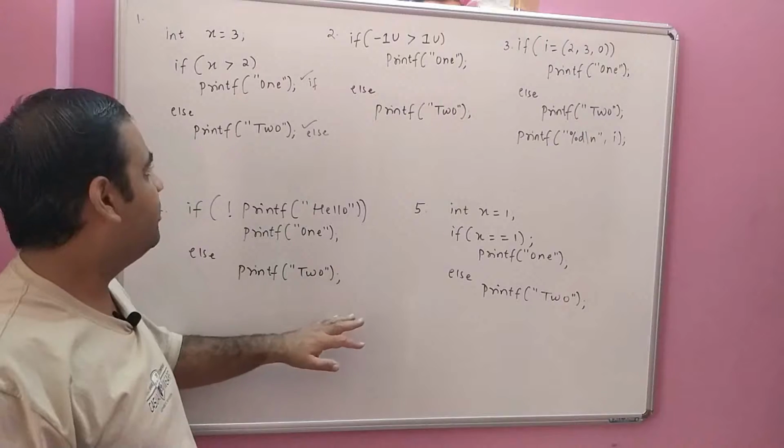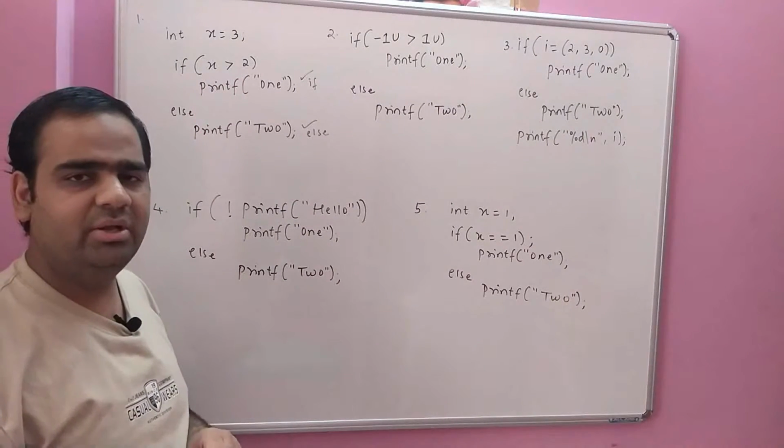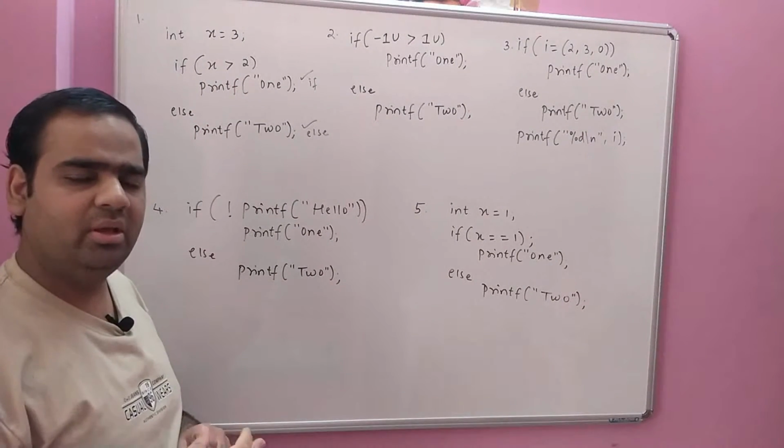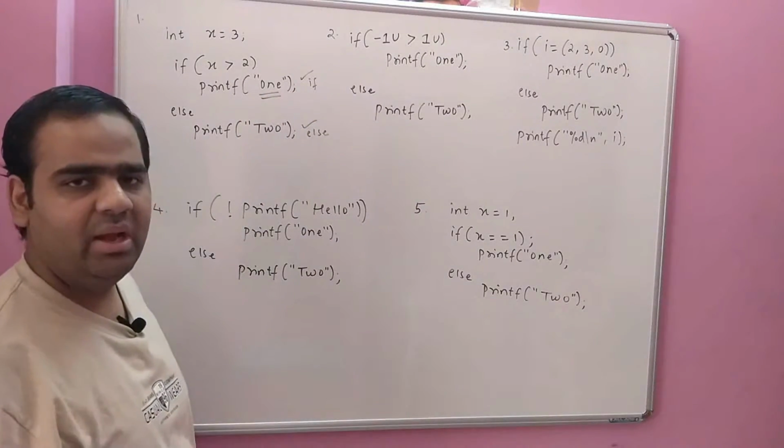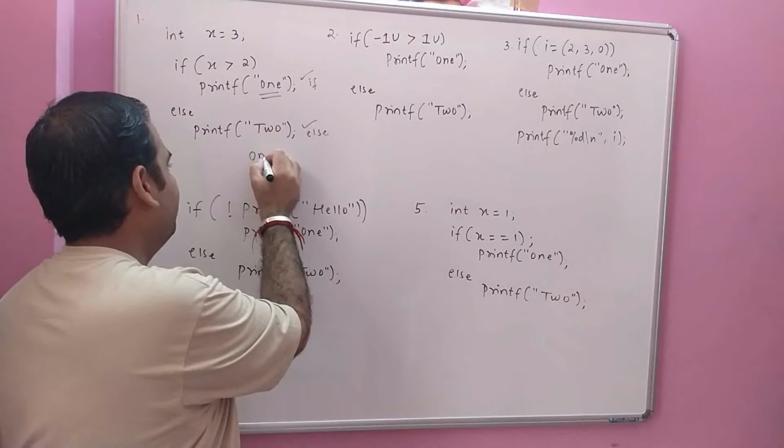Next, how does the if work? First we need to evaluate the condition. 3 greater than 2, yes, it is true. Therefore it executes the body of if and it gives the output as 1.